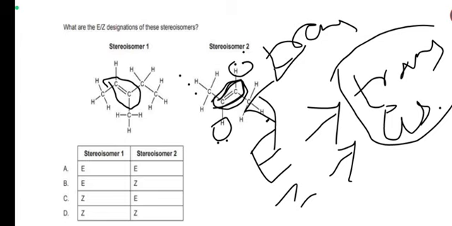You just check out here. Here all three groups are different. So you cannot predict whether they are cis or trans. In that case, you have to number them. Like the methyl group and hydrogen, the higher atomic number will give you a higher priority. In this case, the methyl group will have the higher priority. Hydrogen would be number 2.